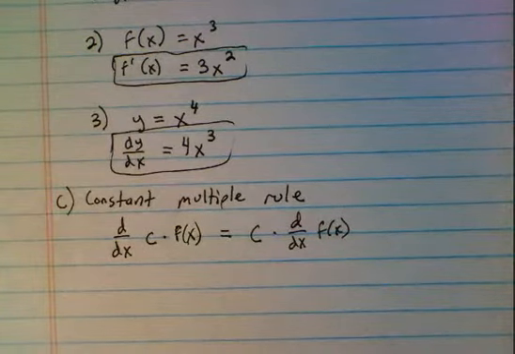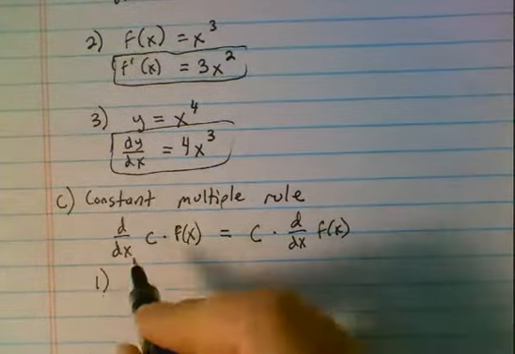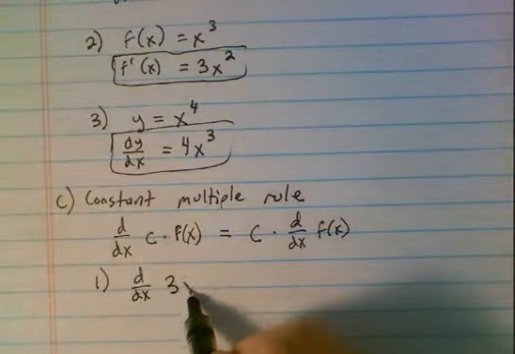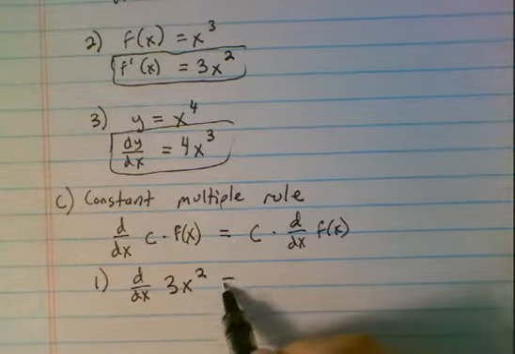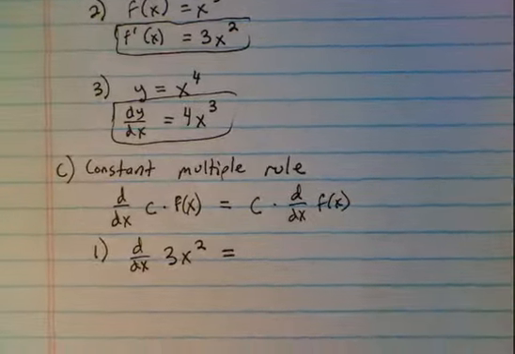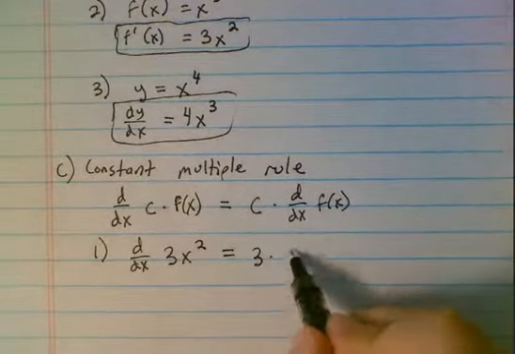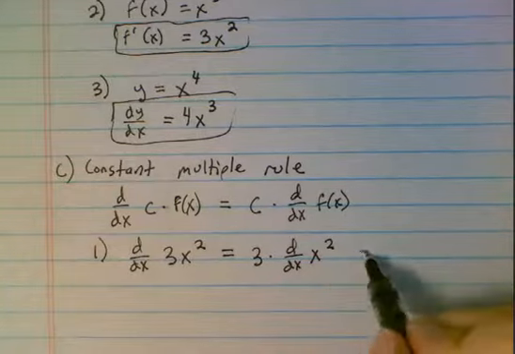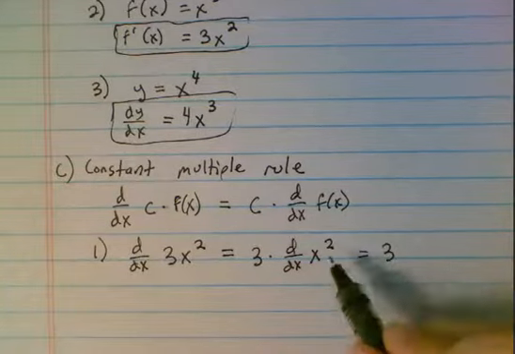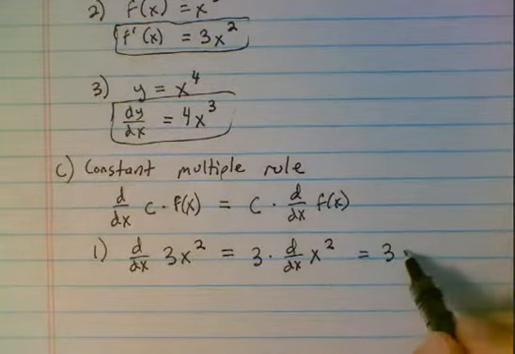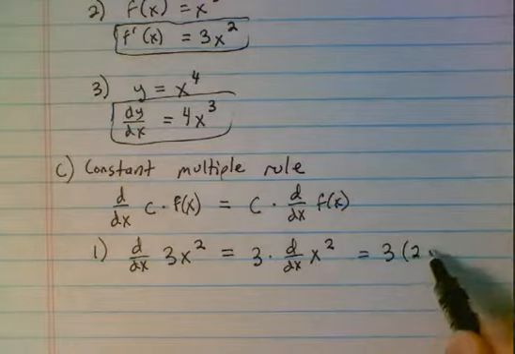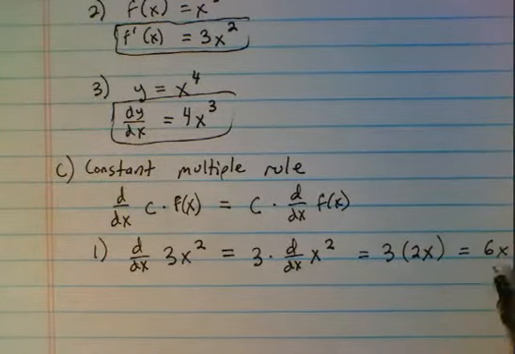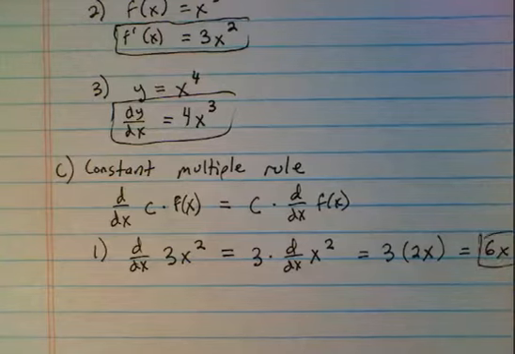So, for example, let's say we're taking the derivative of 3x squared. That's the same thing as doing 3 times the derivative of x squared. That 3 is just along for the ride. So we've got that 3, bring down the 2, and subtract 1 from the exponent. And there we go.